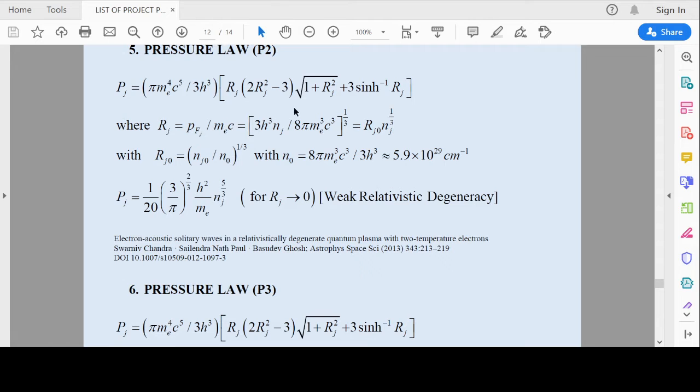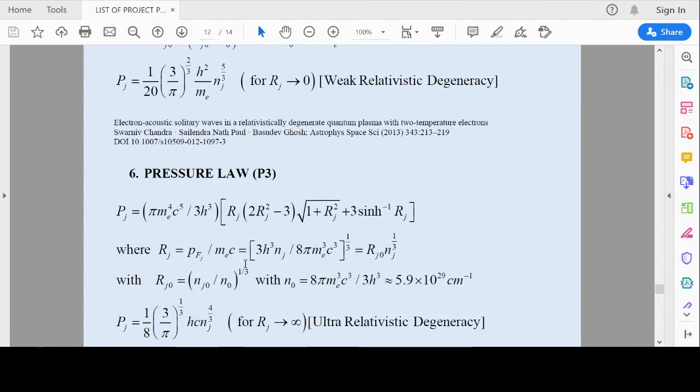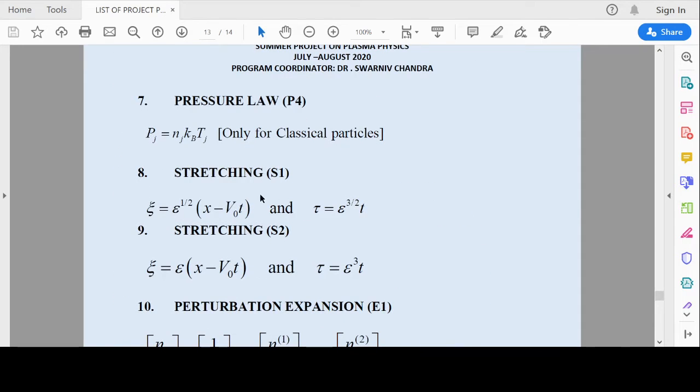Now it's up to you if you want to carry out with this big expression or the simplified one. That's up to you. Now, this is another pressure law, for the classical particles. Suppose you consider classical ions and quantum electrons in a system of equations.